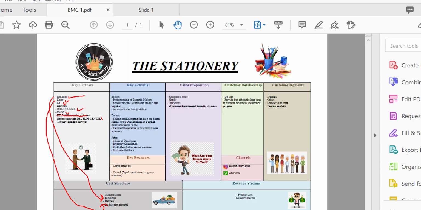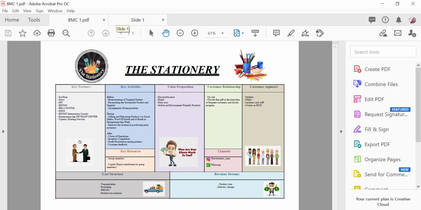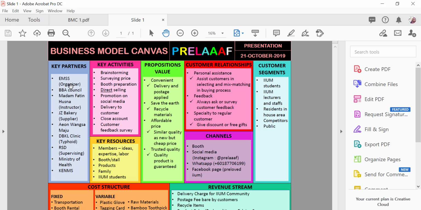EDC, you must put Entrepreneurship Development Center, because this one is the one who actually monitors you from up above. And printing service, I don't know what this is, maybe packaging, or maybe the logo on the packaging. This one is on the bazaar. You put BBA Council, don't put my name, I'm just your instructor.